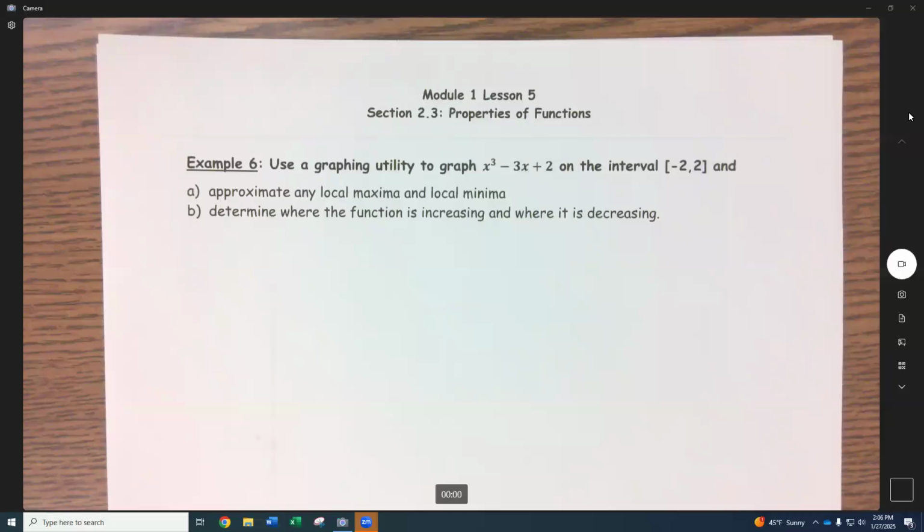Example 6 says use a graphing utility to graph x cubed minus 3x plus 2 on the interval of -2 to 2. And then we want to do two things. Then we're going to approximate any local max and mins and determine where the function is increasing or decreasing.